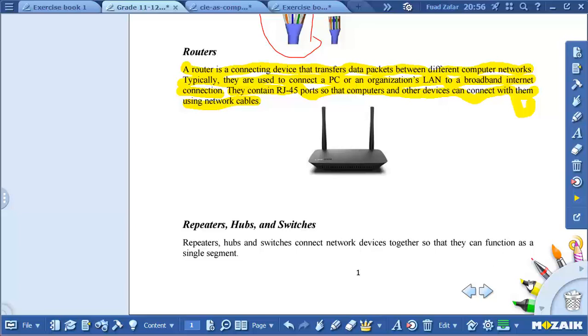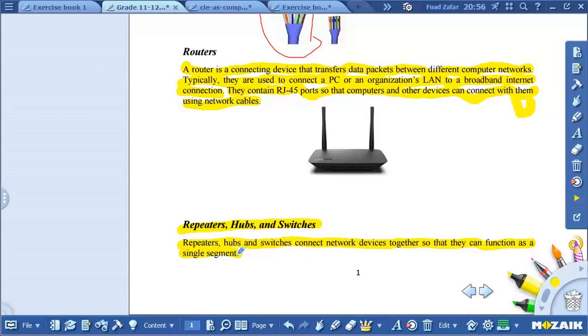Repeaters, hubs and switches. We start with repeaters. Repeaters, hubs and switches connect computer devices together so that they can function as a single segment. That means if the data is coming, it repeats the same signal. For example, for the hub, if the computers are connected to the hub, they can share the same resources.